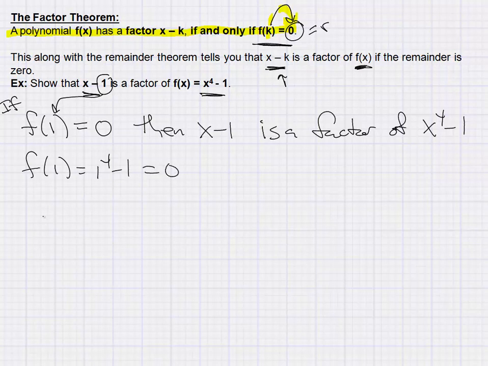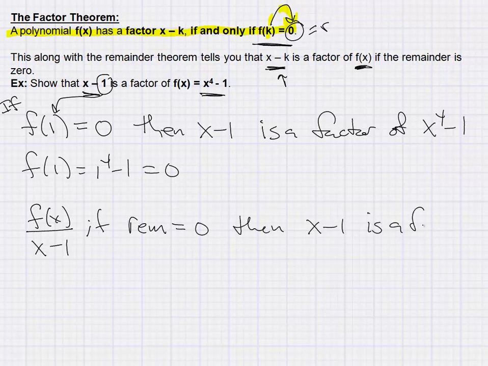But I could also do it this way. Say, let's take f of x and divide it by x minus 1. And if the remainder equals 0, then x minus 1 is a factor. Okay? This second way is more beneficial in the long run because not only does it tell you that x minus 1 is a factor, this second method will also tell you what the other factor is, the quotient. Whereas in the first method, all that's going to tell you is whether or not x minus 1 is a factor, but you have no idea what the other factor is going to be.